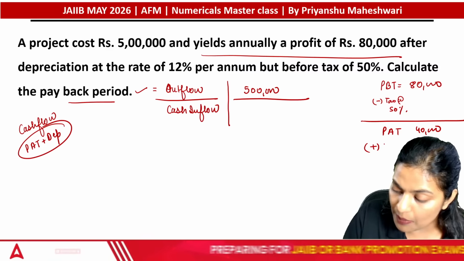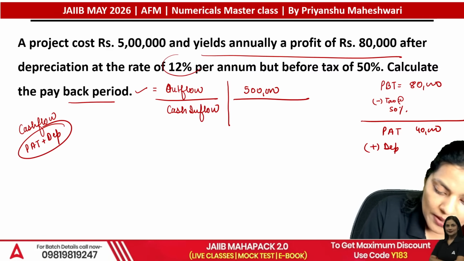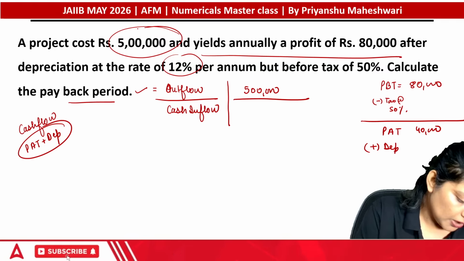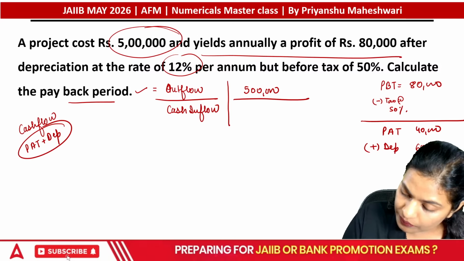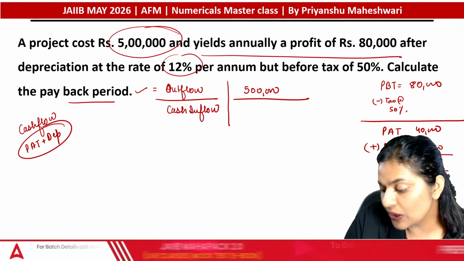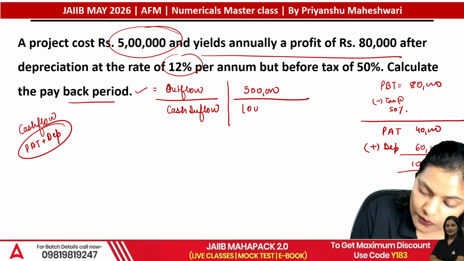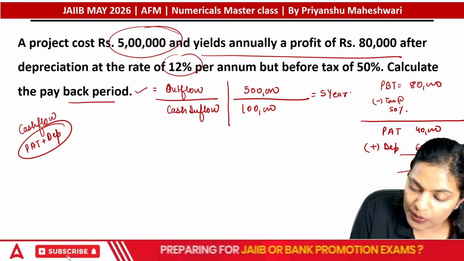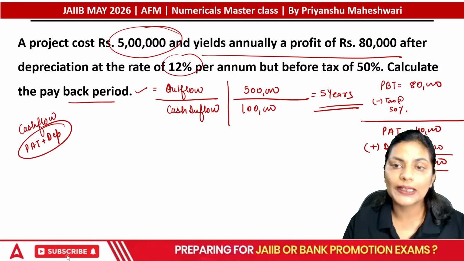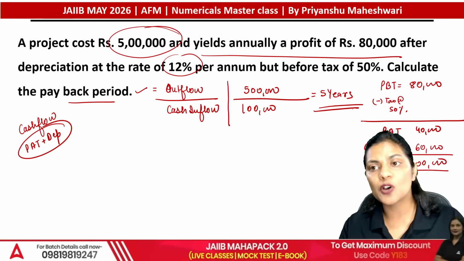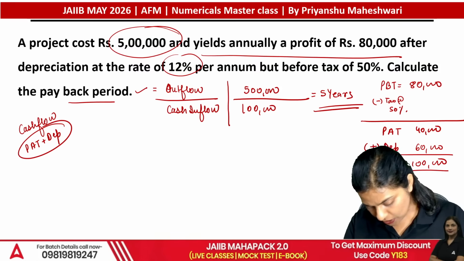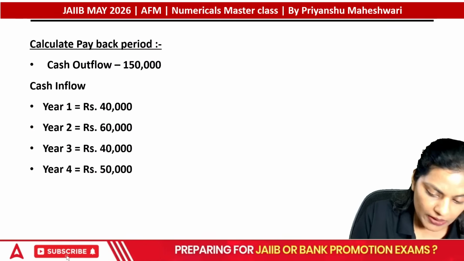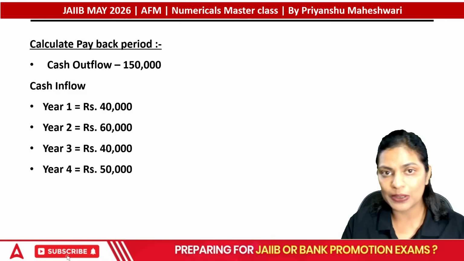Now, what is the amount of depreciation? It says 12% per annum. So, 5 lakh into 12% will be 60,000. So, I'll have 1 lakh. It would be 5 years. So, I will be able to get my amount back in 5 years. In case of payback period, the shorter duration is better. The project will be selected which has the shortest payback period, right?